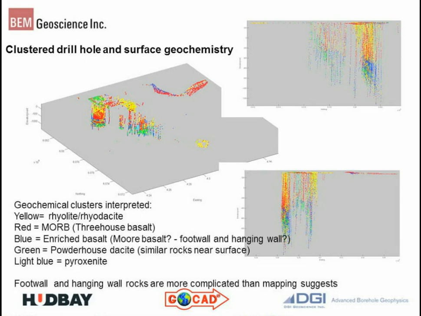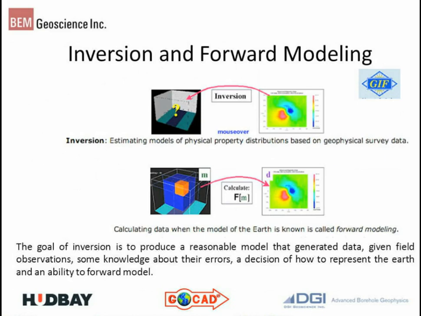So the footwall and the hanging wall rocks appear to be more complex in this clustering data than some of the mapping or drilling might suggest. So the next step in the data integration effort was to bring in some geophysical inversion models.